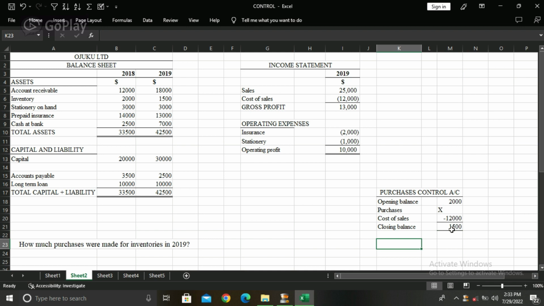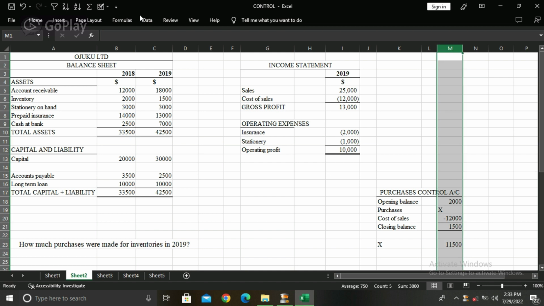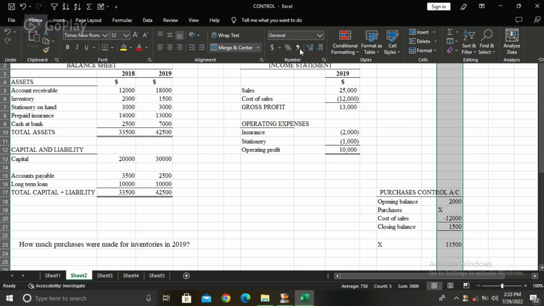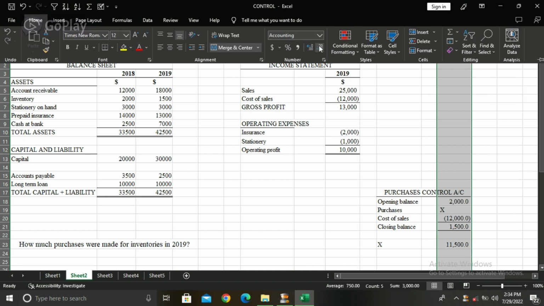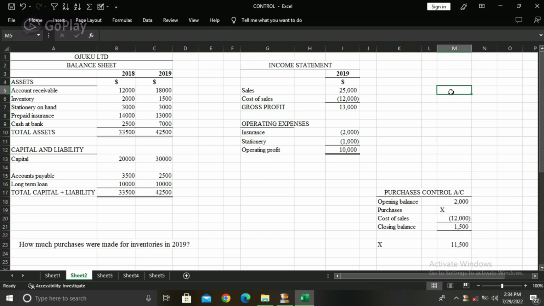and find for X. So you see that the X, after finding it, you get 11,500. So that is the inventory purchases during the year 2019. Yes, I'm converting this one to the accounting format so that the cost of sales will be in bracket. Yeah, so that's for how to find the inventory purchases.